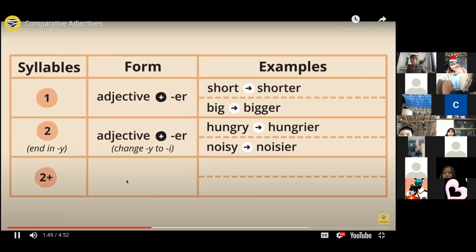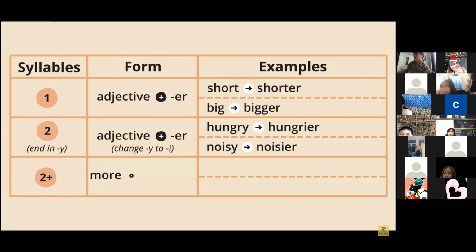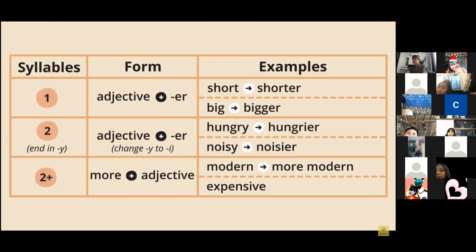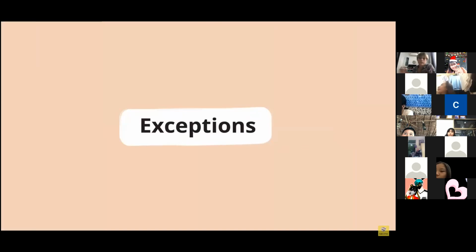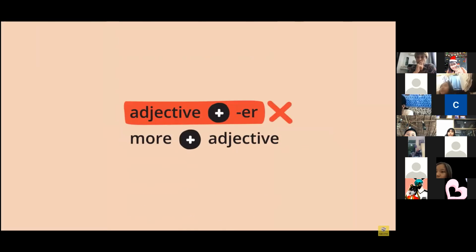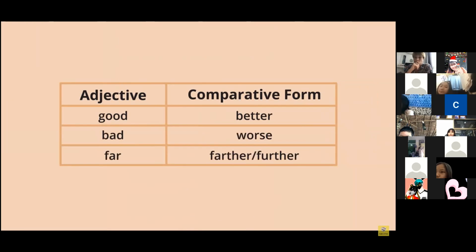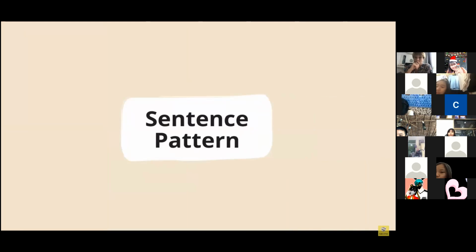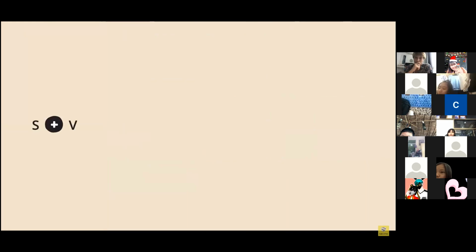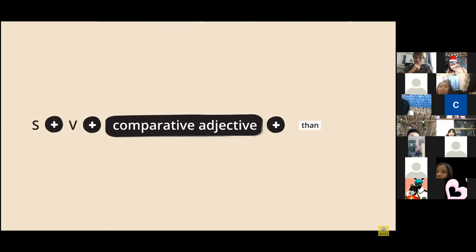For adjectives that are two syllables or more, we use the word more before the adjective. For example, modern becomes more modern and expensive becomes more expensive. Some comparative adjectives in English don't follow the usual rules. For example, the adjective good becomes better in the comparative form. Bad becomes worse, and far becomes farther or further. The most common sentence pattern for comparative adjectives in English is subject plus verb plus comparative adjective plus than plus object.